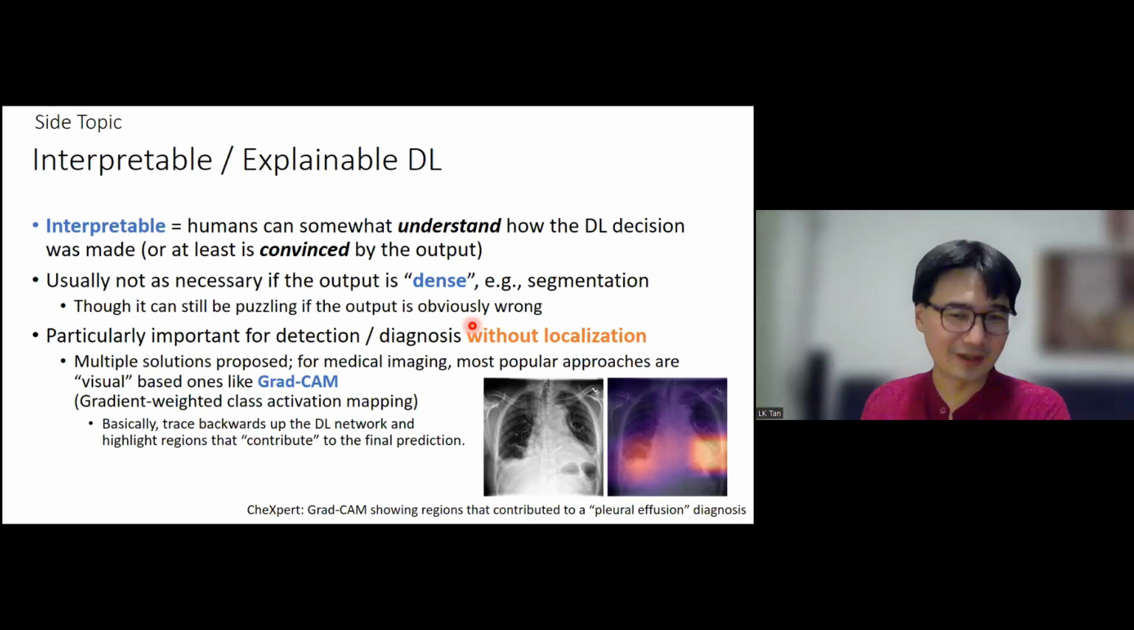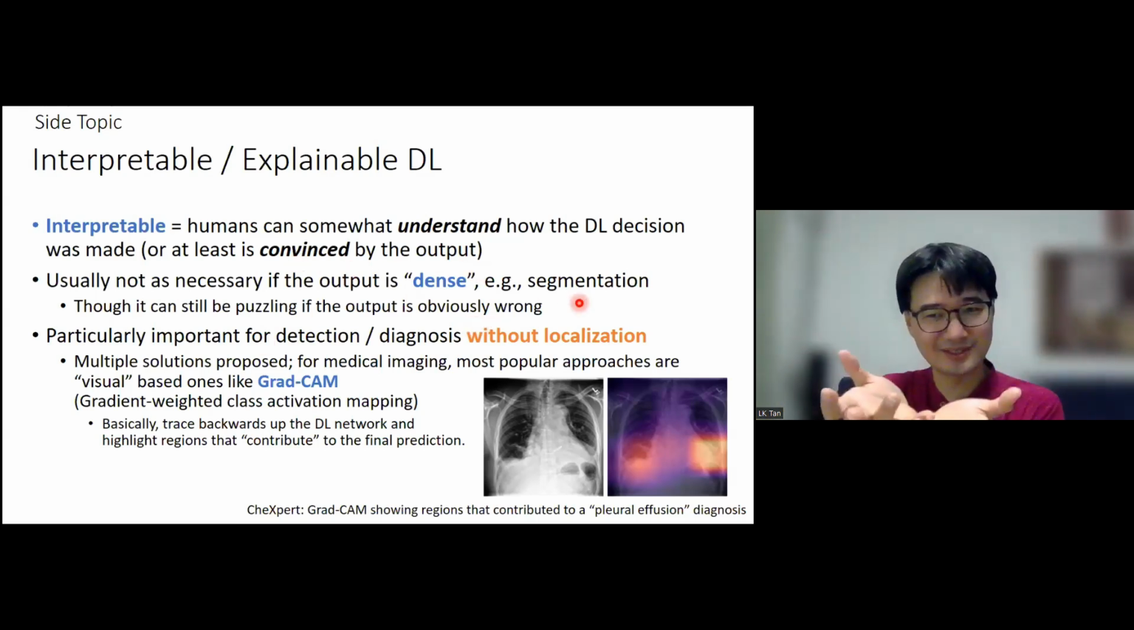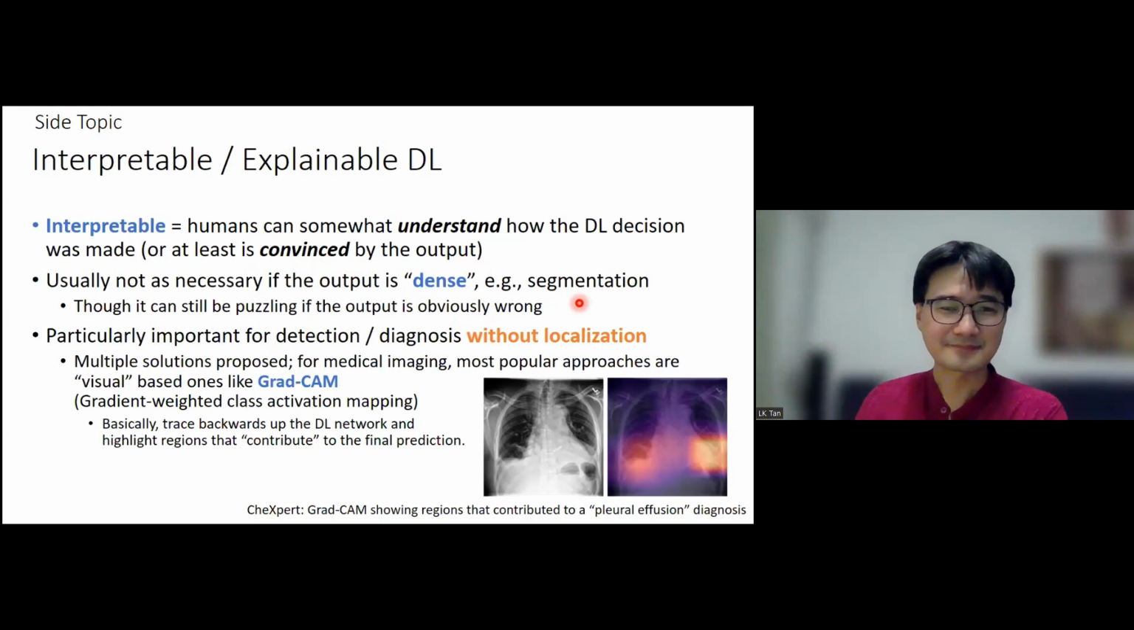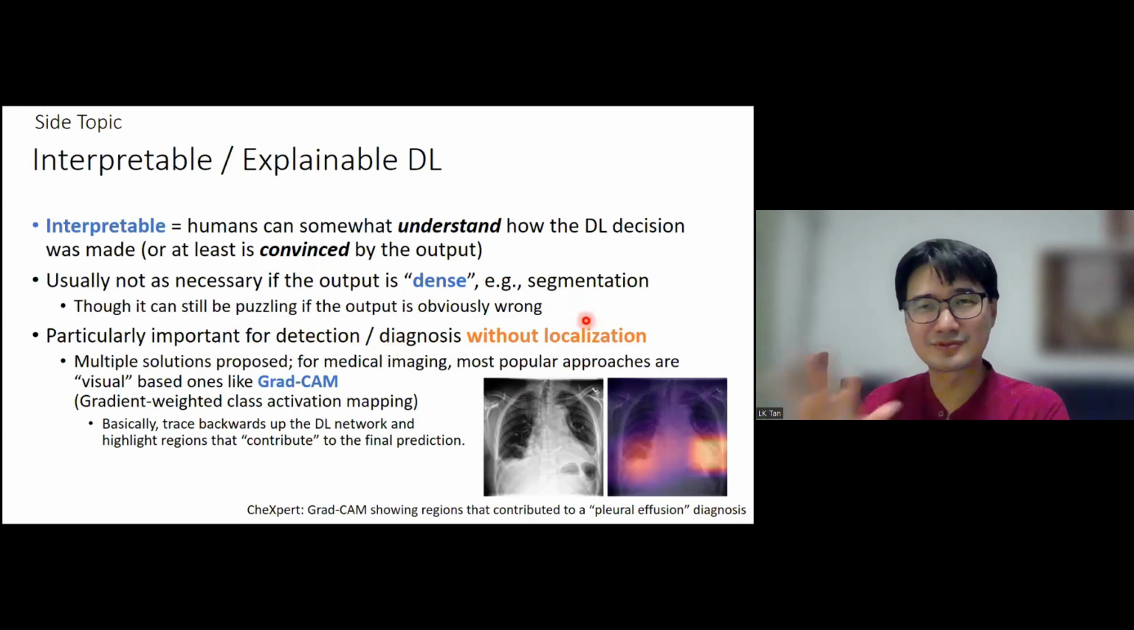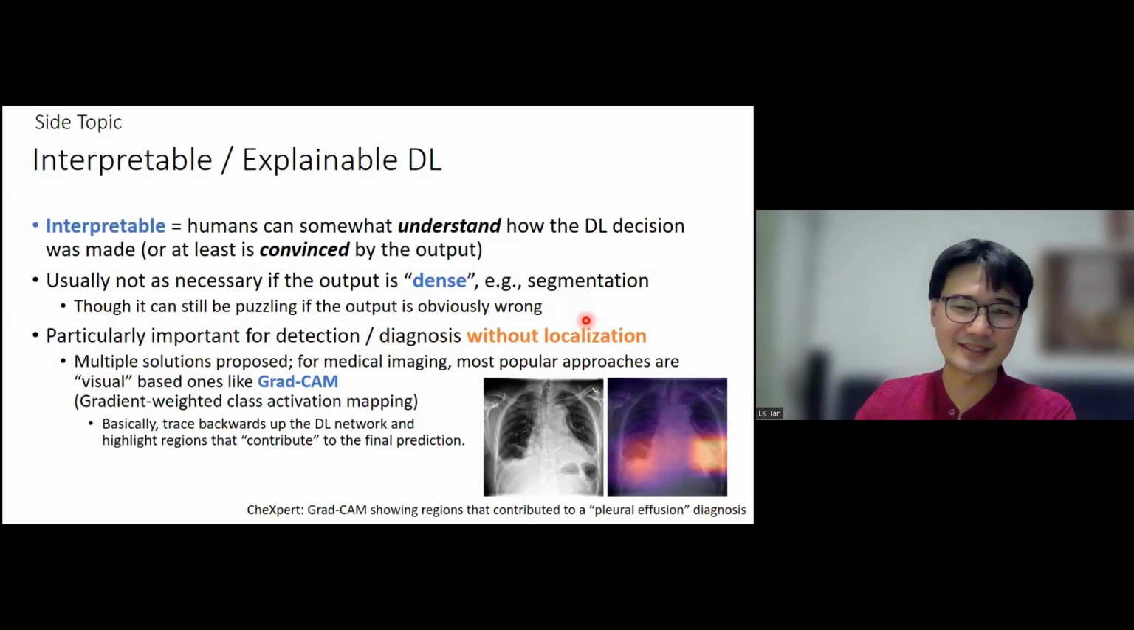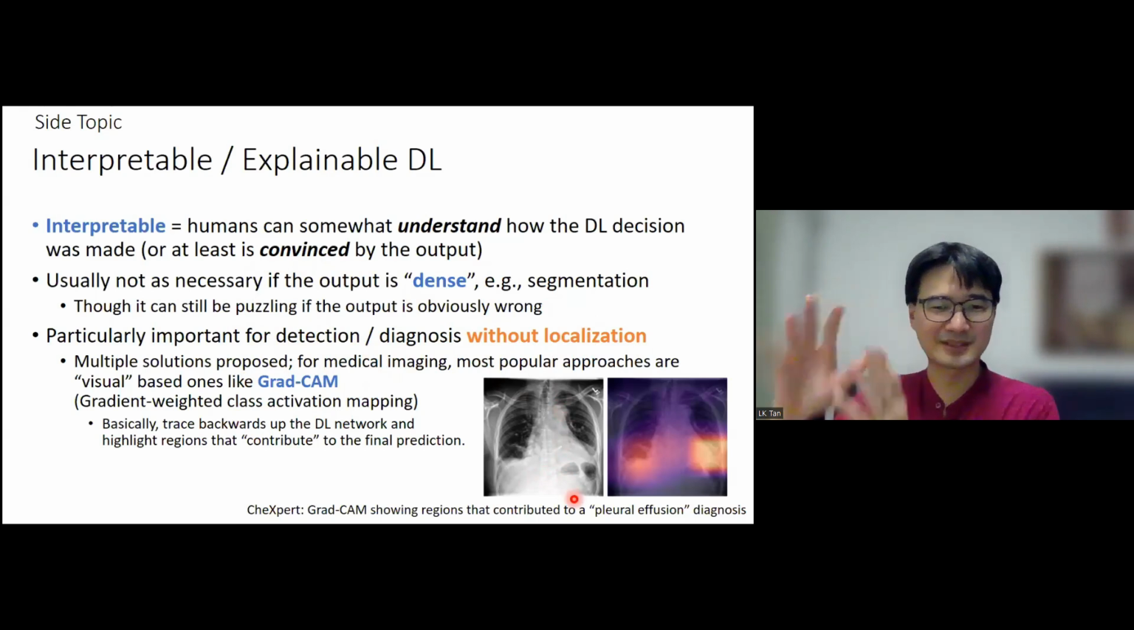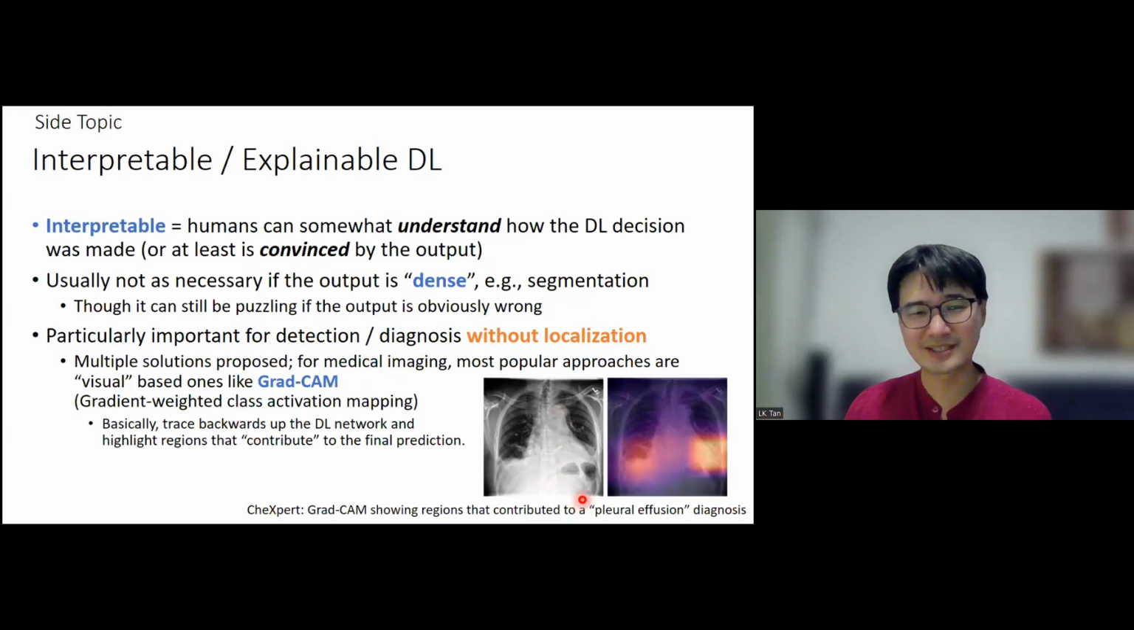Although when it gets it wrong, it can still be puzzling why it got it wrong, because sometimes it's obvious and yet it goes wrong. But it's particularly important for what happens when you have deep learning networks which try to do diagnosis with no localization. And there are some techniques that try to improve it. So for example, this GradCAM method, where they try to retrospectively go back and it says, okay, the AI made this decision, it made this decision based on these particular locations.